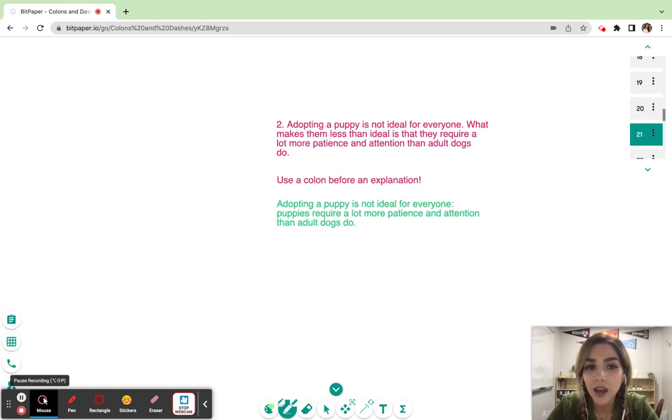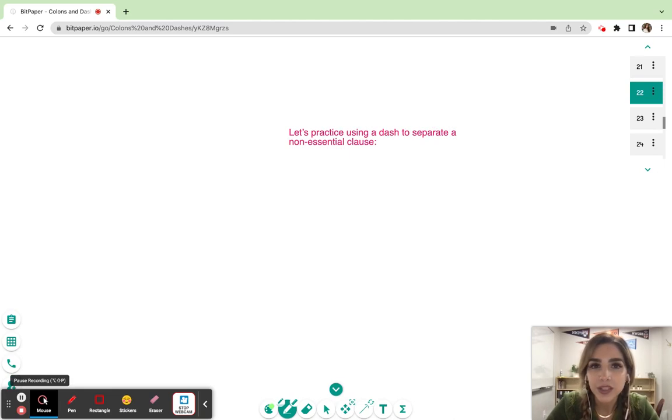Adopting a puppy is not ideal for everyone: puppies require a lot more patience and attention than adult dogs do. So you can see the very first sentence is just what comes right before the colon. And for the second sentence, we've just taken the most vital information about what makes a puppy less than ideal, and we've added that after the colon. So puppies require a lot more patience and attention than adult dogs do, because that's the explanation that is following the colon.